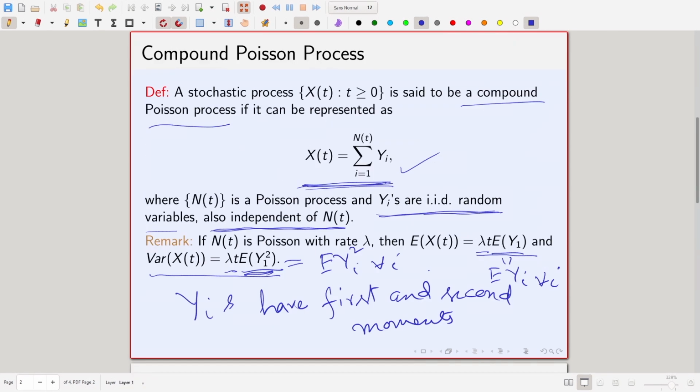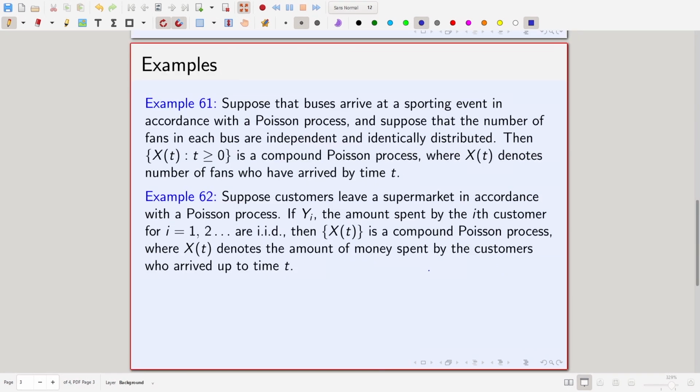Now, we have defined this new class of stochastic processes, namely the compound Poisson process. Where do such processes arise? Let us see a couple of examples.